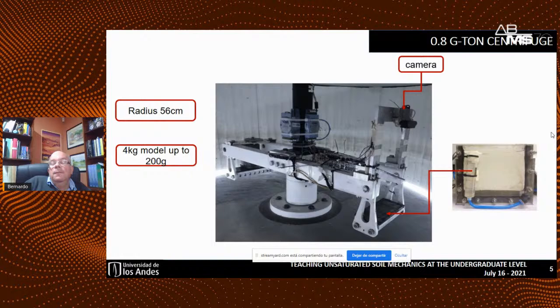when we use small models, it is very difficult to put a lot of sensors, because in this case you will have a mixture of soil and sensors. So it's better to analyze the results only by image analysis. For this case, in all tests we always have a camera for that purpose, and also a data acquisition system for the limited number of sensors we use.